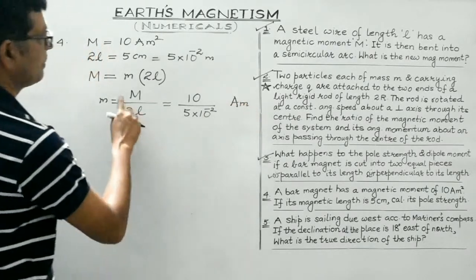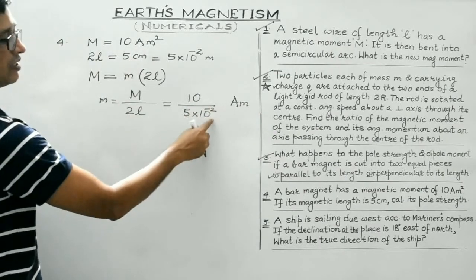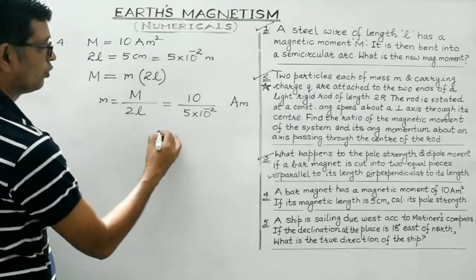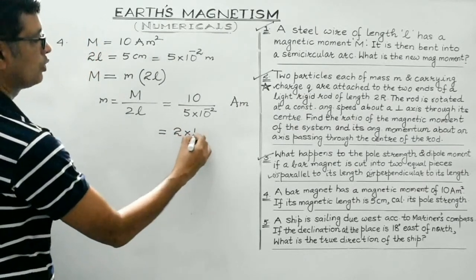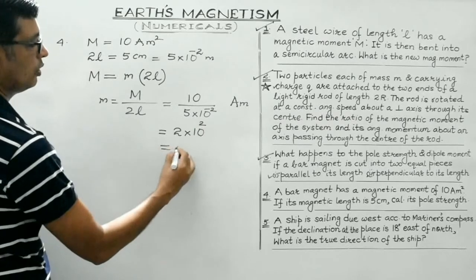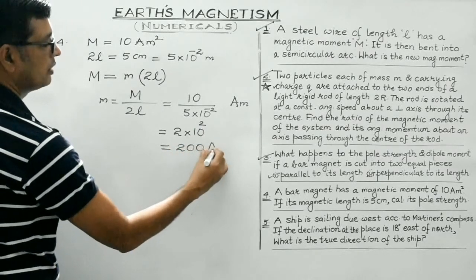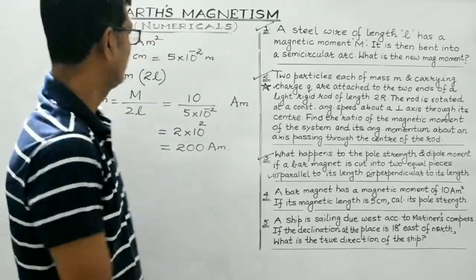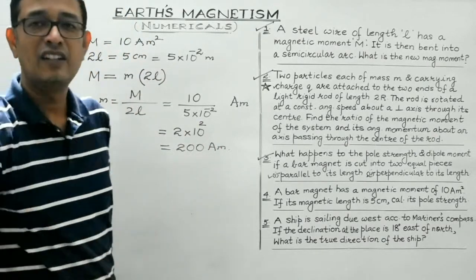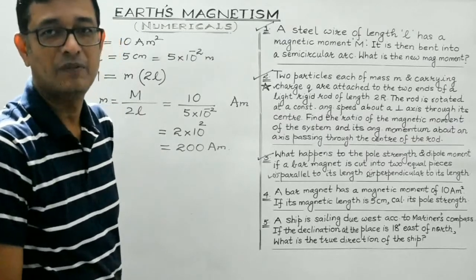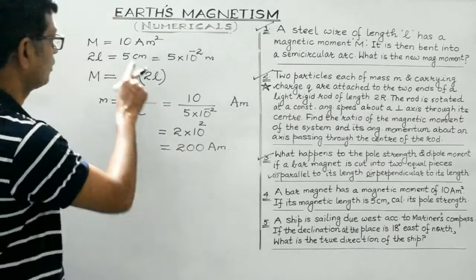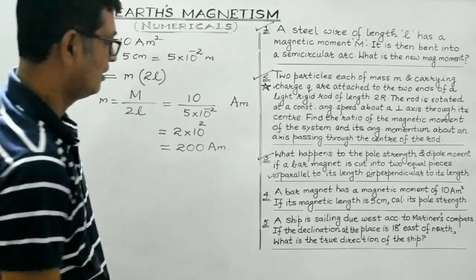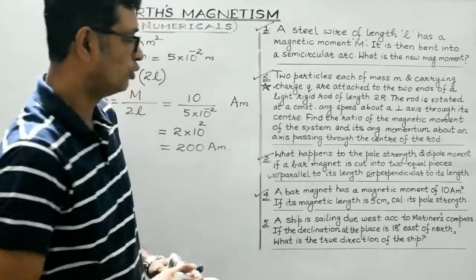You can easily check: magnetic moment is ampere meter square and this is meter. Ampere meter square divided by meter will give us ampere meter. Simple. So what do you get? 2 into 10 raised to the power 2, or 200 ampere meter. So it was just a straightforward question. Just make use of this formula directly and you will get the pole strength of the given magnet. And here the important point was, don't forget to convert this magnetic length in SI. Right? So question number 4 is also over.